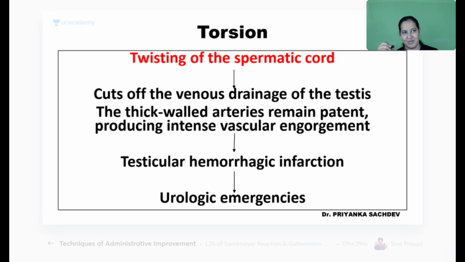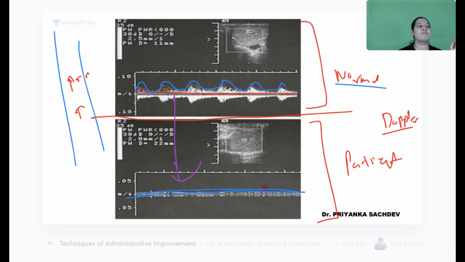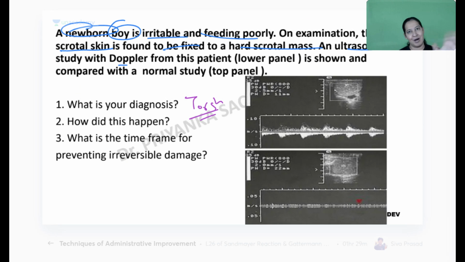Give me a thumbs up, that is torsion. Give me a thumbs up. So that is happening. Because of torsion, the blood flow is zero. You can see. For torsion, Doppler is most important and IBQ can come on this anytime. So this is Doppler. How did this happen?